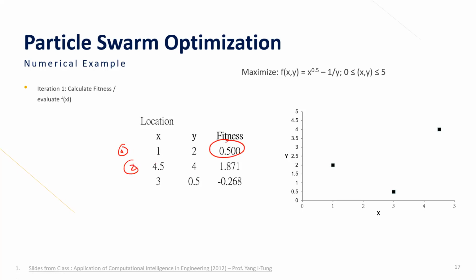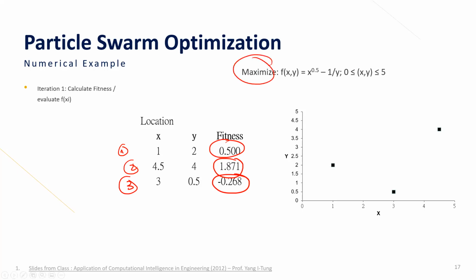The second individual is 1.871. The third individual is minus 0.268. Okay. So now, based on this evaluation, you want to find the maximum one.